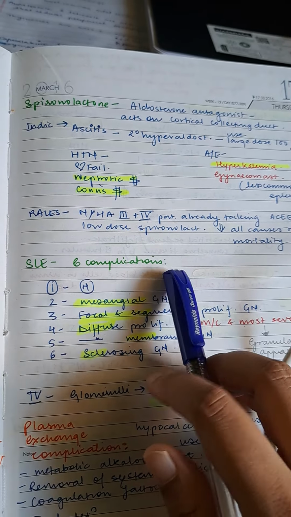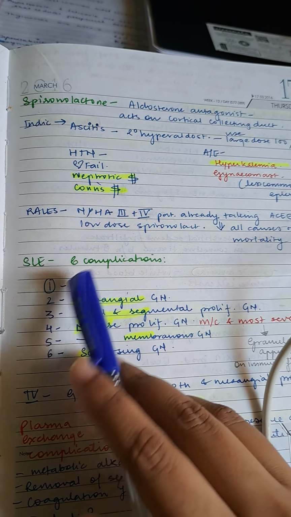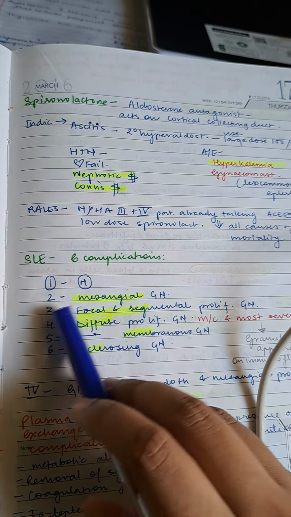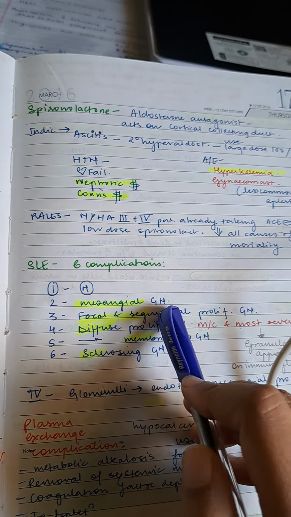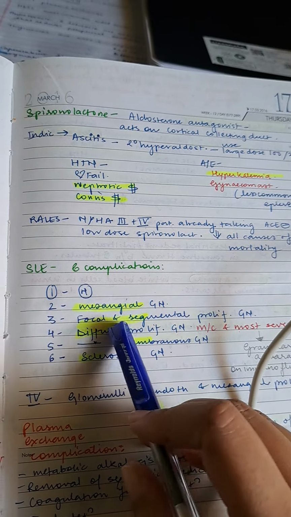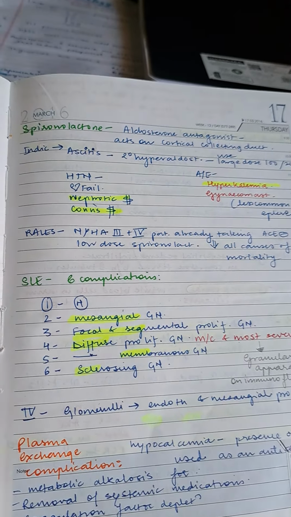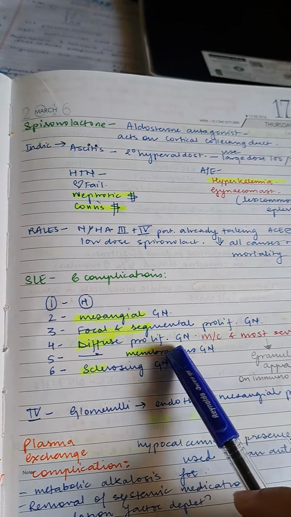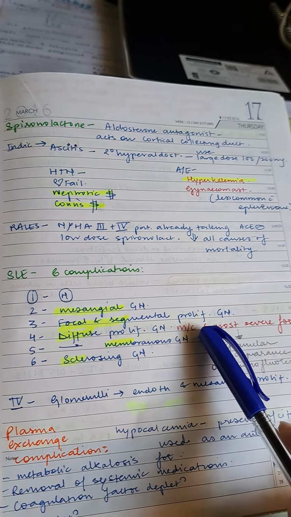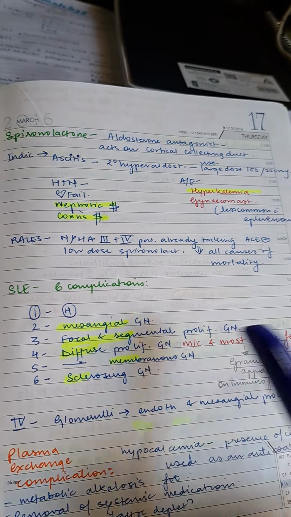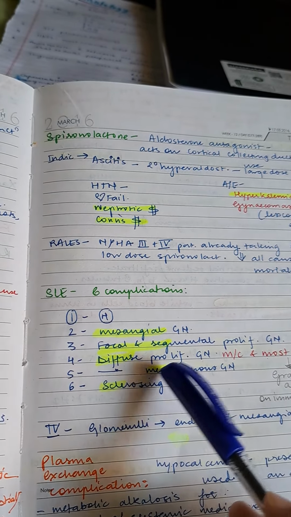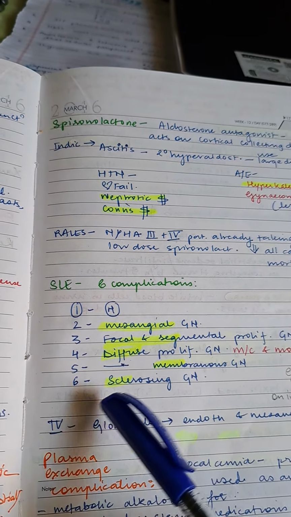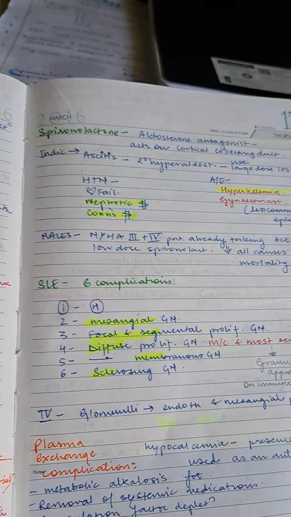SLE kidney complications, these are the stages. Type 1 is normal, type 2 is mesangial glomerulonephritis, type 3 is focal and segmental proliferative glomerulonephritis, type 4 is diffuse proliferative glomerulonephritis, the most common and most severe form. Type 5 is diffuse proliferative membranous glomerulonephritis, and type 6 is sclerosing glomerulonephritis.